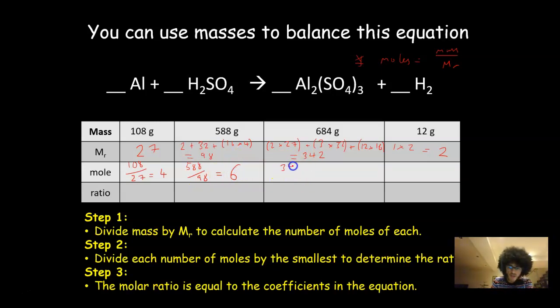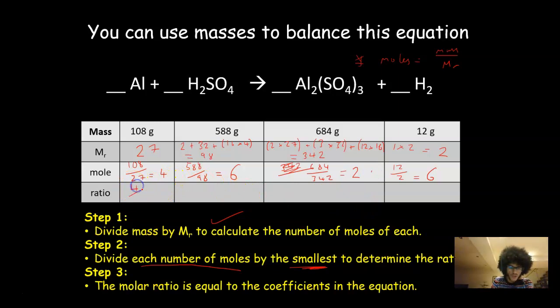Here, I've got 342 divided, oh no, sorry, that's wrong, 684 divided by 342, which I believe is 2. And then here it's 12 divided by 2, and that gives me 6. Now, what I've done is my first step. The second step is to divide each number of moles by the smallest one. Now, my smallest mole is the number 2. So let's try that out.